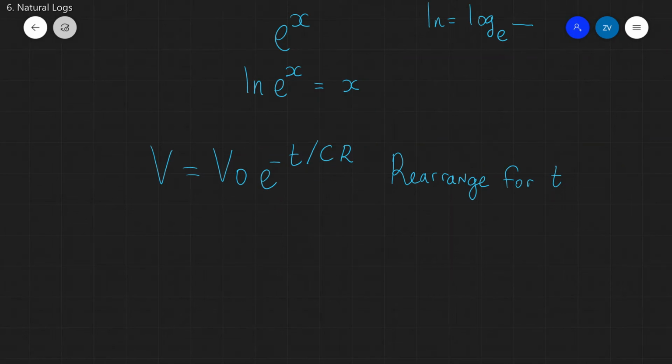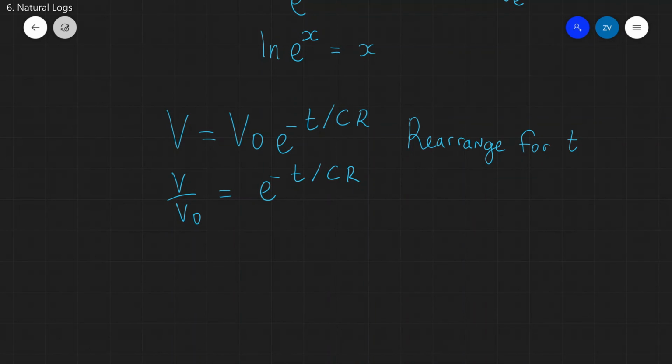Now let's apply what we've learned so far to quite a typical derivation. So we have the equation V is equal to V naught e to the minus t over CR, and our job is to rearrange for t. Well, our first step will just be to put the exponential to one side. So I'm going to divide both sides by V naught. So I'm going to write down that V over V naught is equal to e to the minus t over CR, like that. Now what I'm going to do is simply just take the logarithms of both sides.